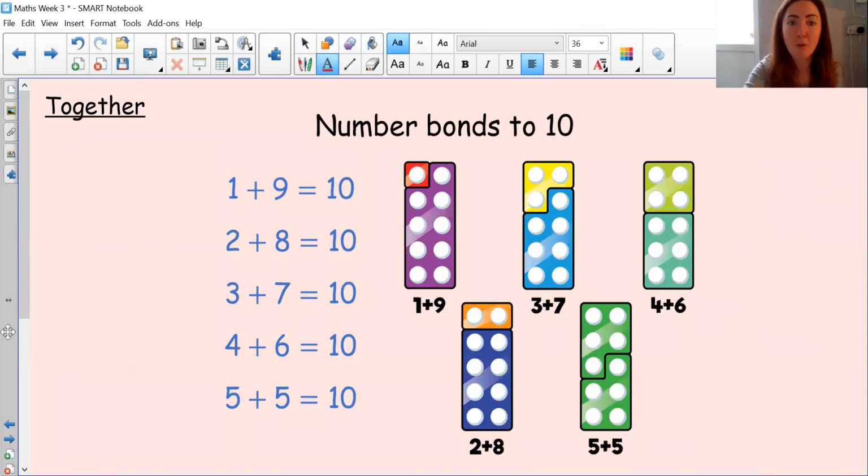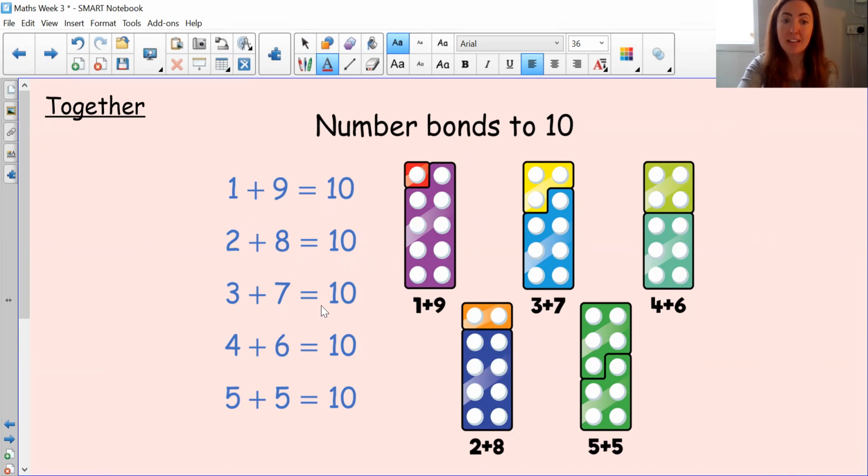Okay, so let's start off by reminding ourselves of our number bonds to 10. That just means the two numbers that add together to make 10. So here we are with some representations. We've got, if you say them with me, 1 add 9 equals 10. And here's the picture of Numicon that shows it. 1 add 9. 2 add 8 equals 10. And here is our 2 add 8 representation.